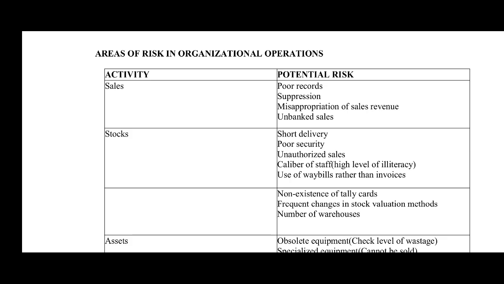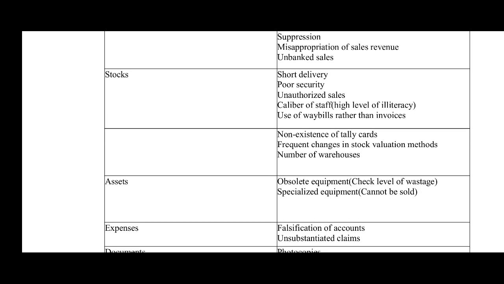So for example, when we take sales, the potential risk could be poor records, suppression of sales, misappropriation of sales revenue, and unbanked sales. Taking stocks, we could have things like short delivery, poor security, unauthorized sales. The caliber of staff used in the sales or stock handling may be of high illiteracy. So there could most of the time be a difference between book stock and physical stock, and the use of waybills rather than invoices. There could also be non-existence of tally cards, frequent changes in stock valuation methods, and having a lot of warehouses.